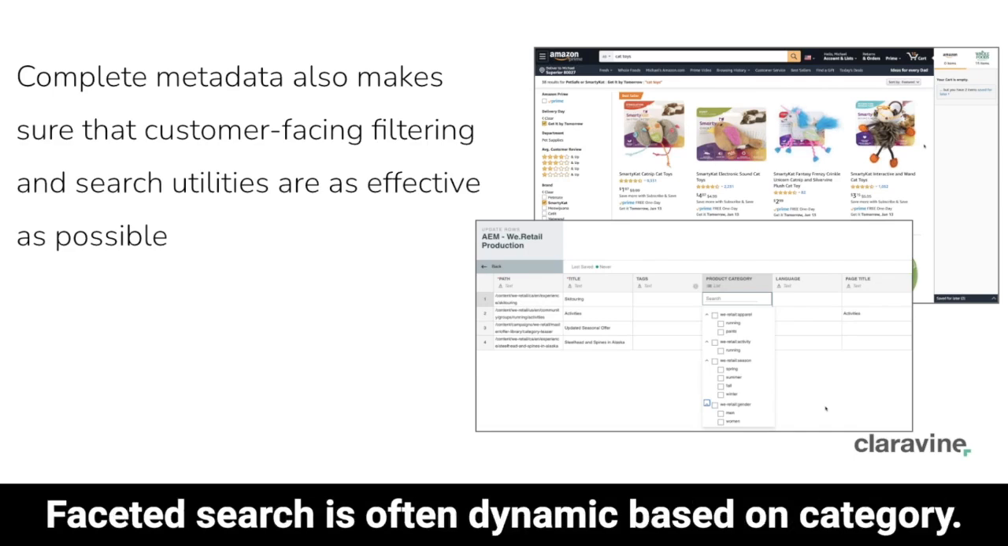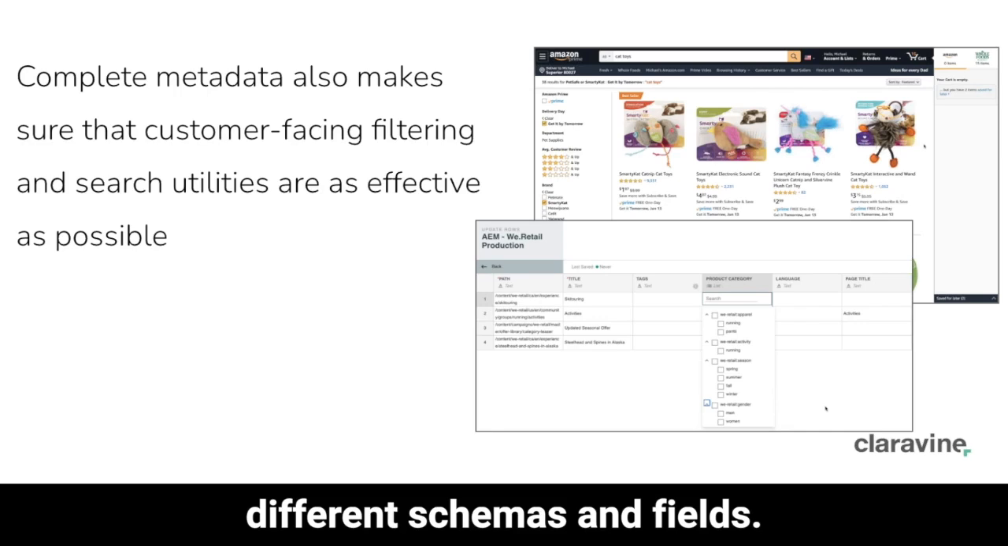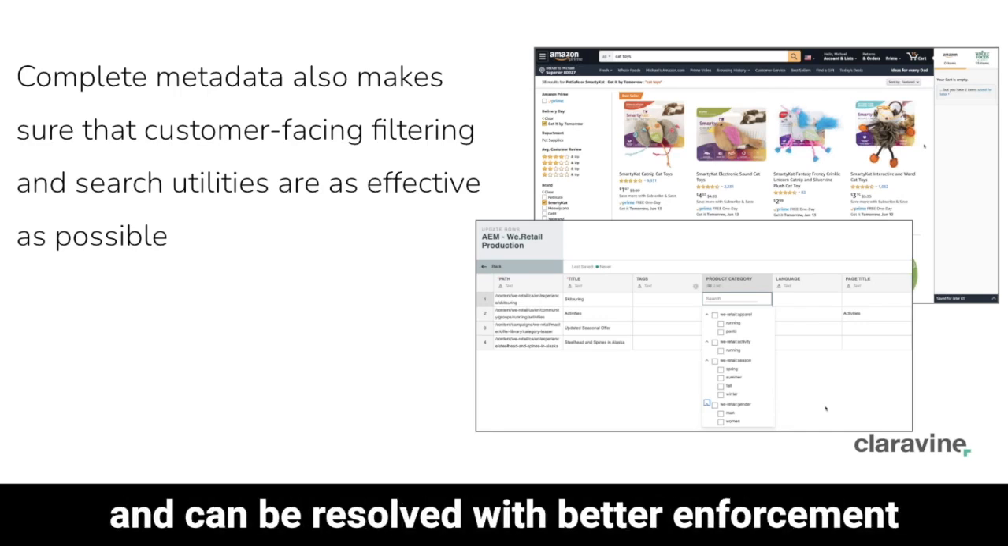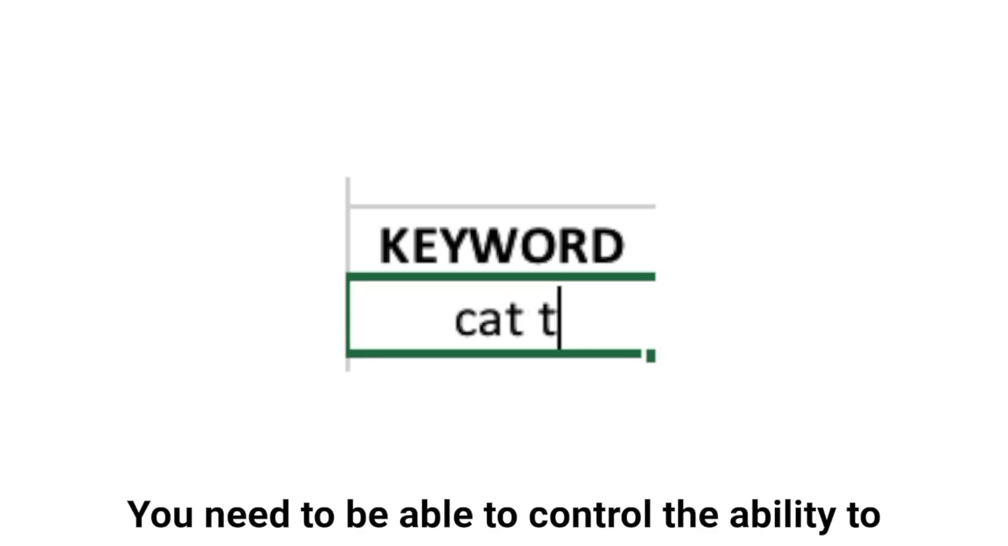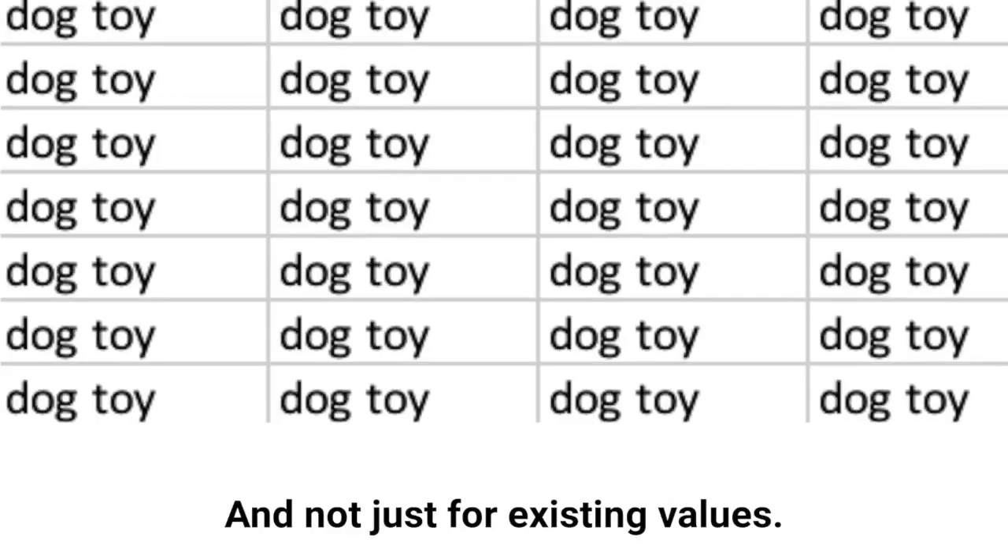A faceted search is often dynamic based on category. Different categories are going to require different schemas and fields. And then the multiplier issues in effect here can be resolved with better enforcement of standards and governance. You need to be able to control the ability to update a large set of metadata values with ease, and not just for existing values.